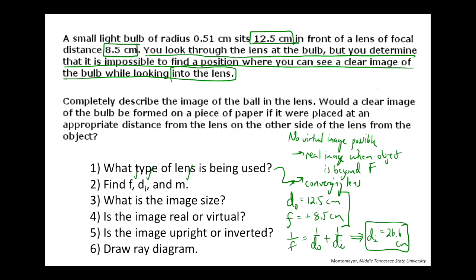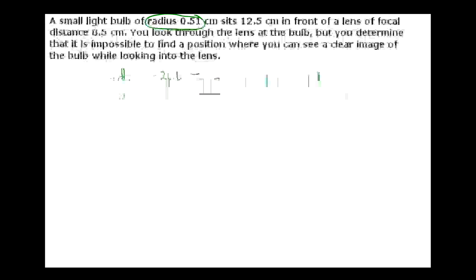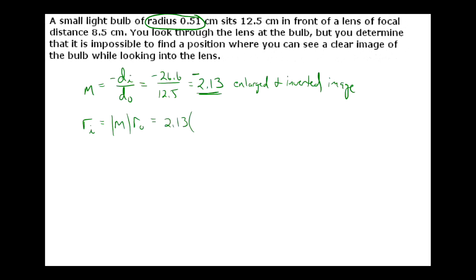So what else is in the list here? Image size. Did we find image size? Not quite yet, did we? Image size, we can just use our multiplying factor to find the image size. You'll notice that the light bulb has a radius of 0.51. So we could say that the radius of the image is going to be equal to the magnification magnitude times the radius of the object. So that's going to be 2.13 times 0.51, which is 1.09 centimeters.